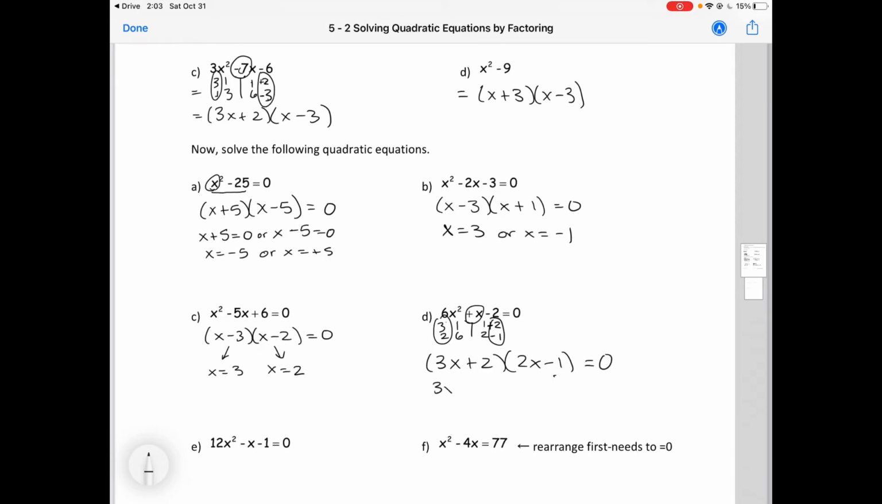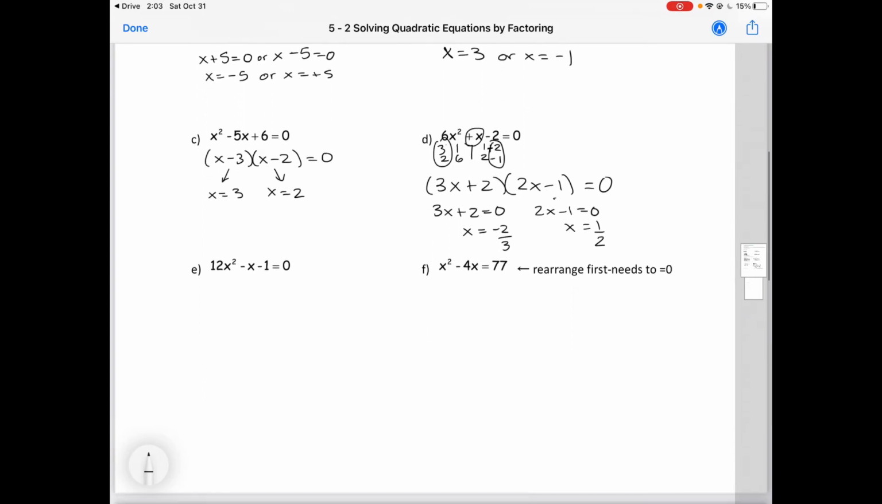This one's a little bit trickier. For 3x plus 2 to equal 0, my x would have to equal minus 2 over 3. Similarly, in the second bracket here, 2x minus 1 to equal 0, that's a linear equation that I have to solve. It's going to give me a fraction for my x value.